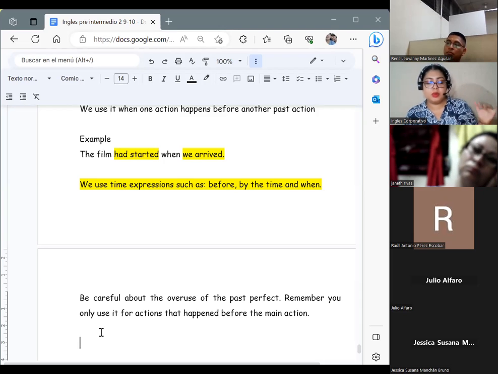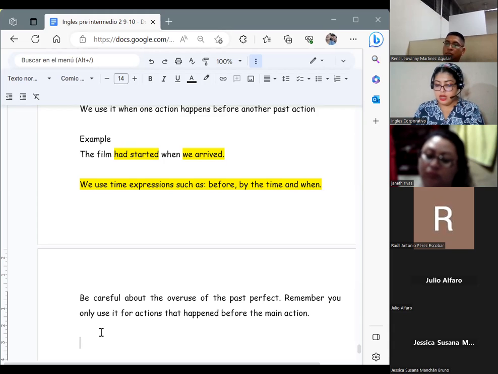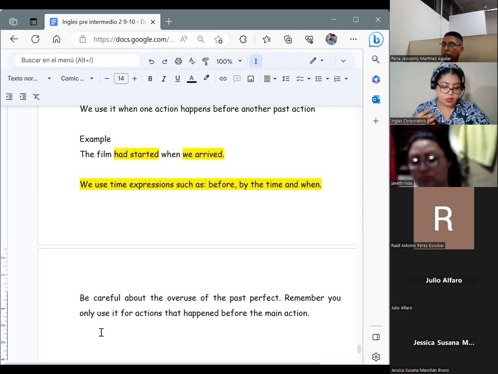Tenemos dos participantes. We have two participants and they are talking about the past perfect. And in this case, they have different statements or different sentences in which they need to complete the part in which it is in past perfect. So in that case, they are going to fix the statements, or they are going to, how can I say it? They are going to correct the sentence, and that is the part in which you are going to use your knowledge. En el video, ellos van a corregir unas oraciones.